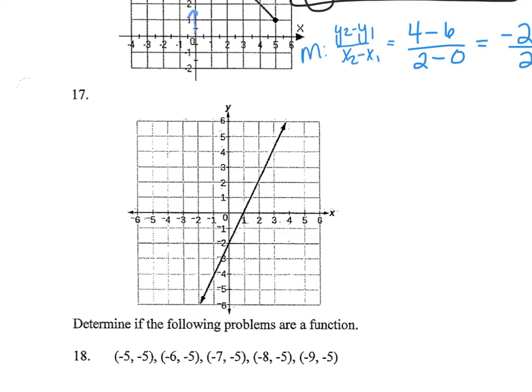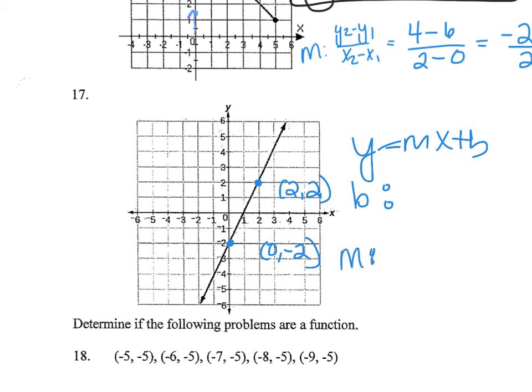Same thing on number 17. I'm going to go ahead and put a point here at the y-intercept. So that's at 0, -2. And I think that's a point. So that would be at 2, 2. Okay, so y equals mx plus b. Find your b and find your m by using the slope formula.